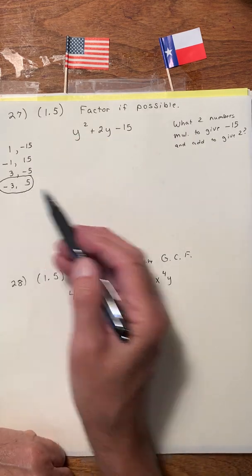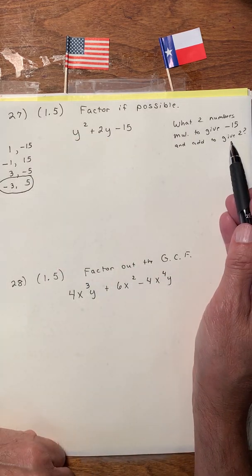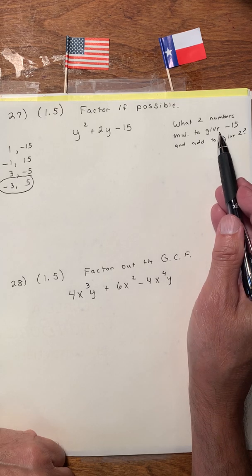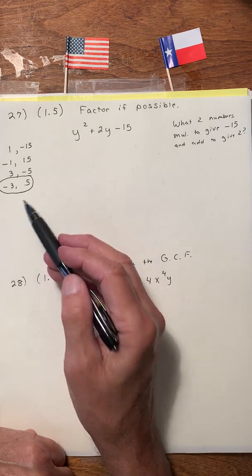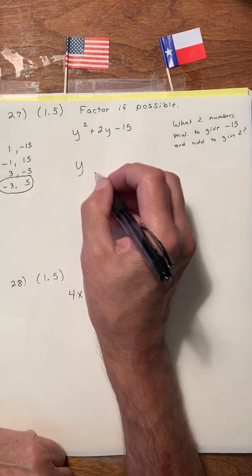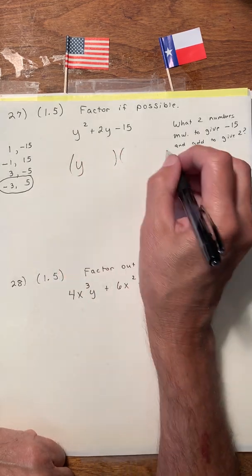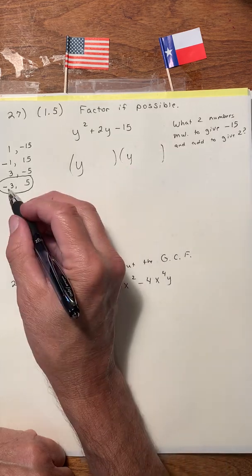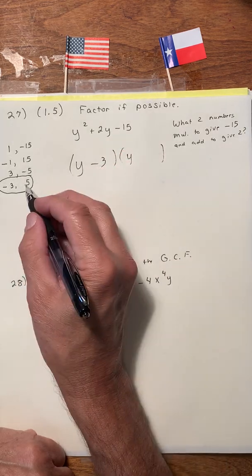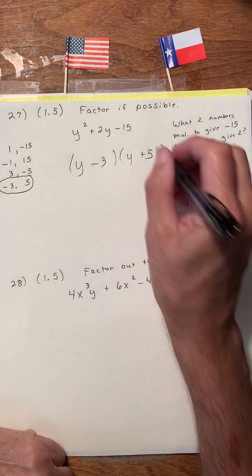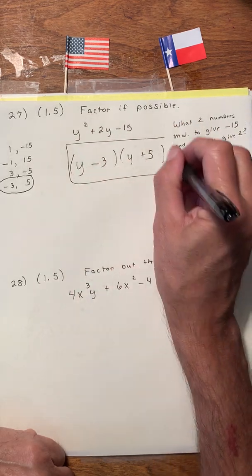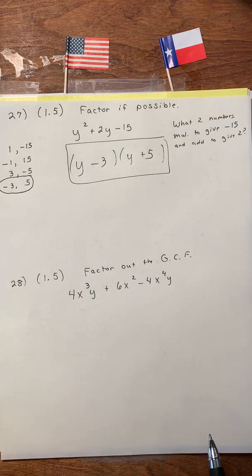And then look for a pair that meets both conditions. Multiplies to give negative 15. Yep. Adds to give a positive 2. Yep. So here are my 2 binomials. Minus 3 plus 5. Finished. Factor if possible. It's possible. There it is.